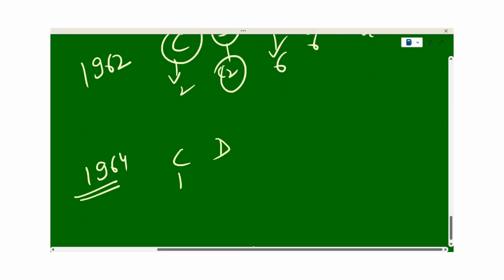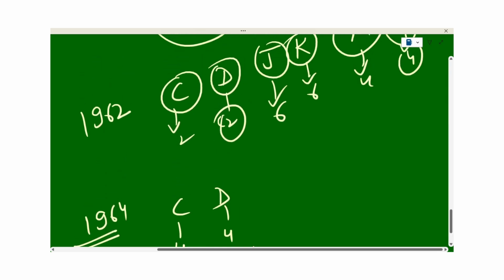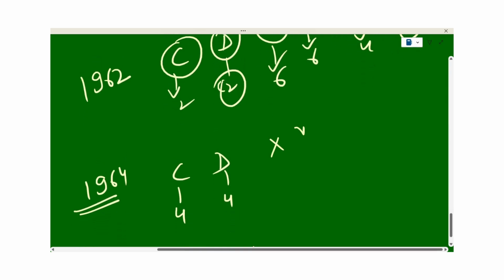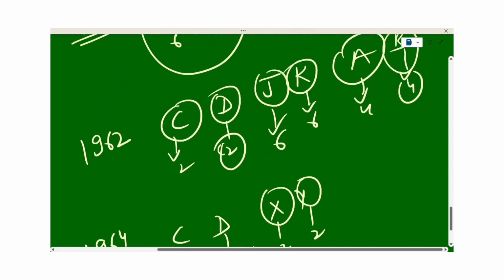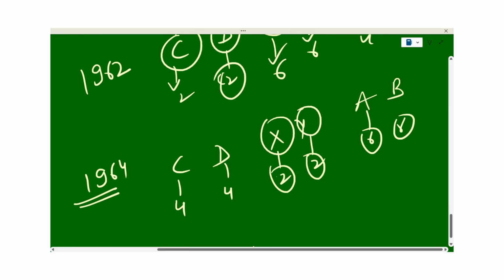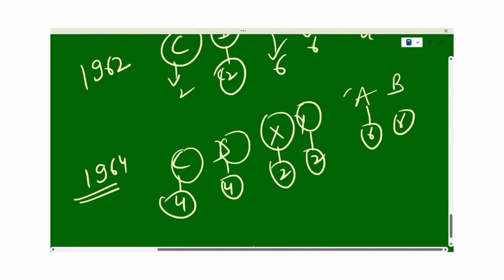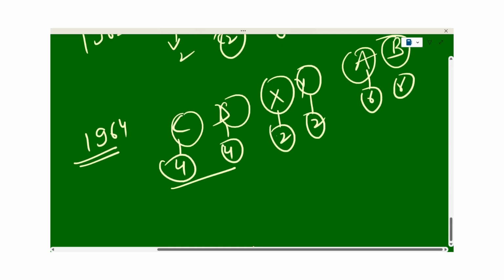So C and D would have completed 4 years. J and K already retired, उनकी जगह पे X and Y आ गए. They complete their 2 years, and then A and B would have completed their 6 years and they retire. So this is how the situation works right now in Rajya Sabha, that after every 2 years, tenure of members, it is different in nature, and they can also get re-elected.